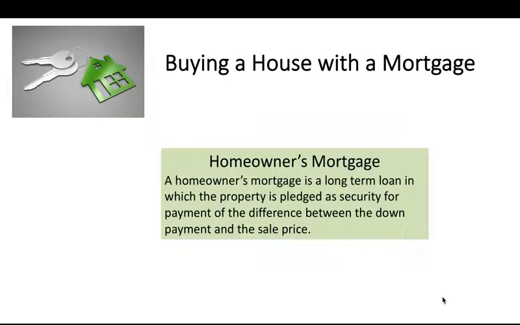So first of all, what is a homeowner's mortgage? A homeowner's mortgage is a long-term loan in which the property is pledged as security for payment of the difference between the down payment and the sale price. Basically, you're taking out this loan to buy a house, and if you fail to make your payments, then the lender, typically a bank, can take that property from you. That's what happens in a foreclosure, when people are not paying their loan, then the bank comes in and takes the property.